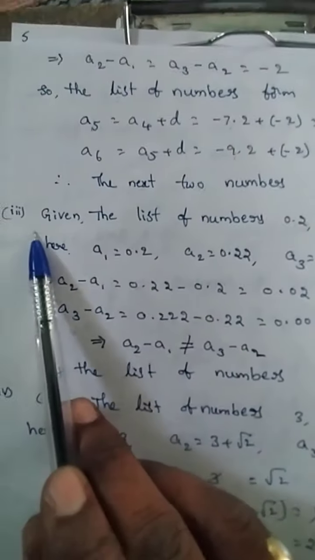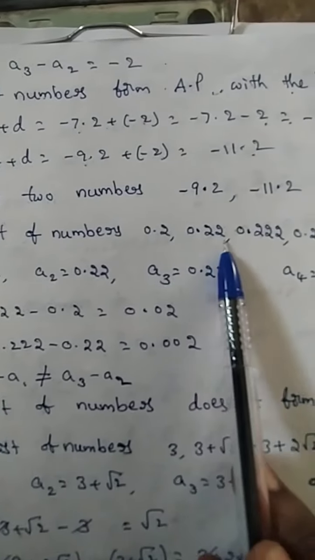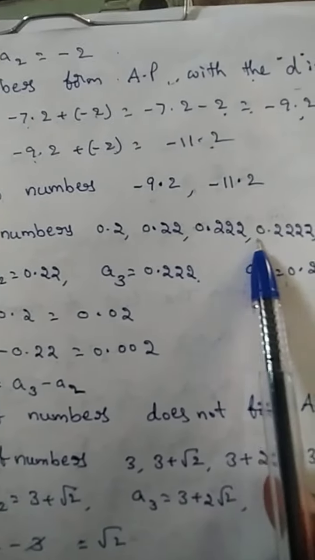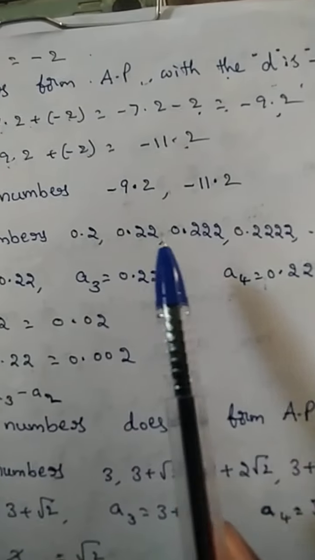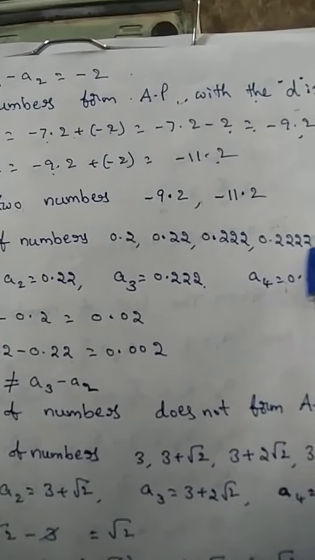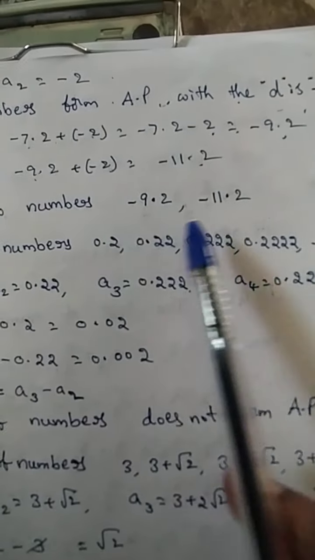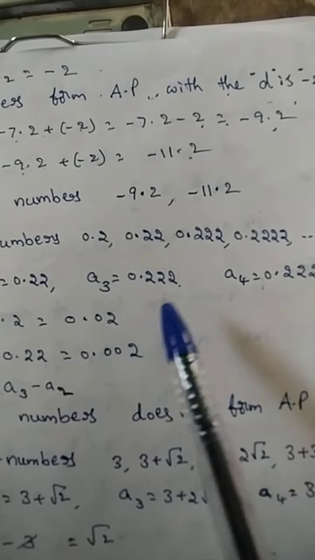Coming to the next, third question, the same problem. Given the list of numbers 0.2, 0.22, 0.222, 0.2222 and so on. Here all the numbers are decimals. It is A1, A2, A3, A4. By observing the list of numbers, we can say directly that those are not in AP.